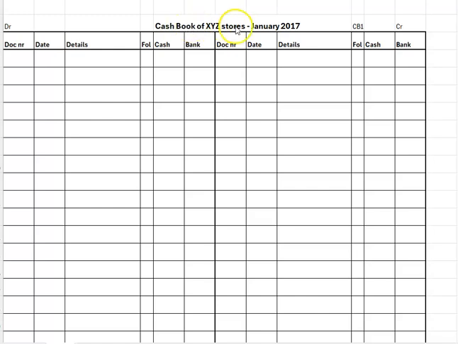It consists of the name of the business, which is XYZ Stores, and the date in which the cash book is made. Then we have CB1, just across from folio. CB1 is the folio number of the book, which means it's cash book 1, for the page number on which a cash book is done in your journal. You should see that the column headings are the same on both sides. Document number, date, details, folio, cash, bank. Document number, date, details, folio, cash, bank.